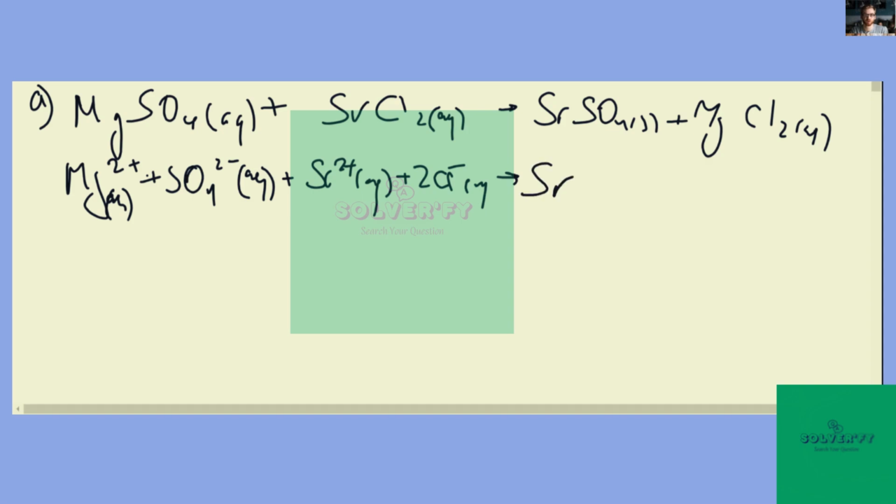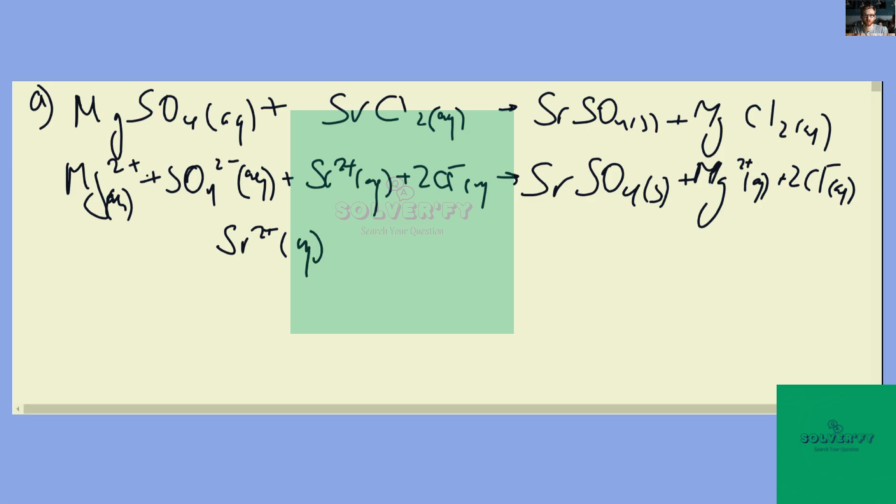But strontium sulfate will still stay solid, while the other species will dissociate. Now we can get rid of the inactive ions, and we only end up with interaction between strontium 2+ and sulfate 2-, which forms strontium sulfate. So part A is done.